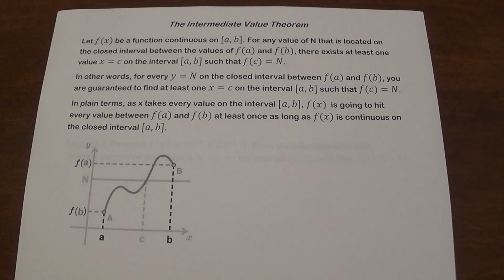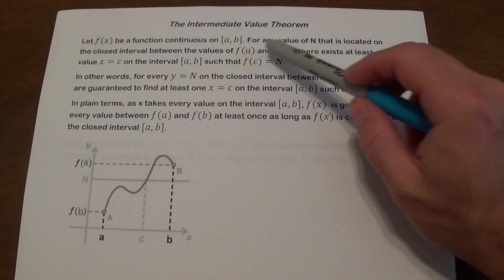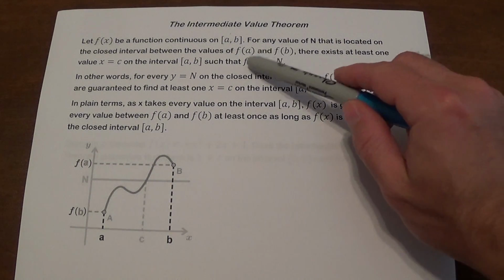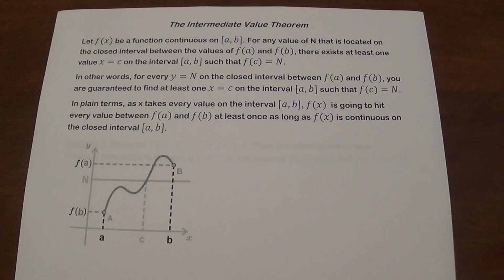It says if f is a continuous function on an interval a to b, a closed interval, for some value n that's located between the value of the function that corresponds to the endpoints, so f of a and f of b, the value of n is located between them, there will exist a value of c where f of c is going to equal n.